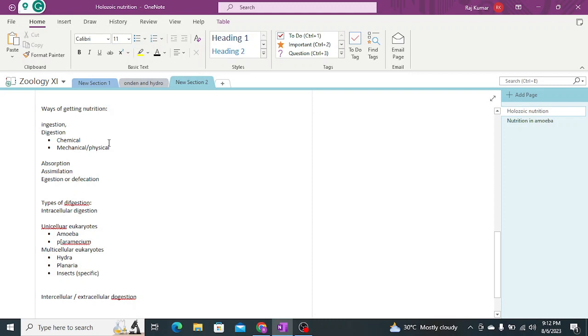After which we are going to discuss ways of getting nutrition in organisms. In holozoic organisms there are the following ways of getting nutrition. The first step involves ingestion. What is ingestion? Ingestion is a process in which organisms intake complex food molecules through a lumen or cavity, which allows the complex food molecules to be taken inside the organism. So ingestion is the taking in of food through a lumen or cavity of the body.